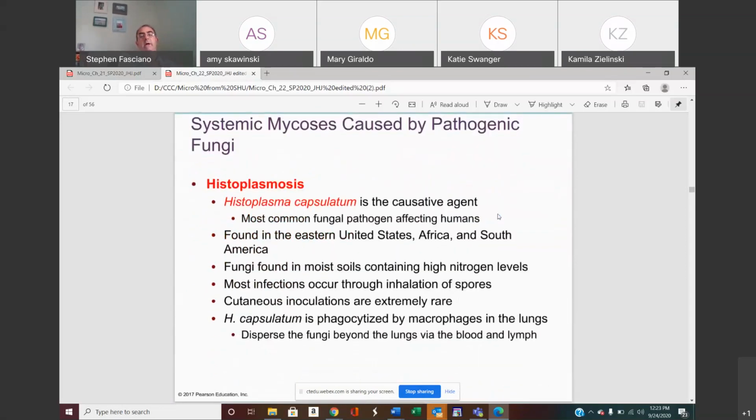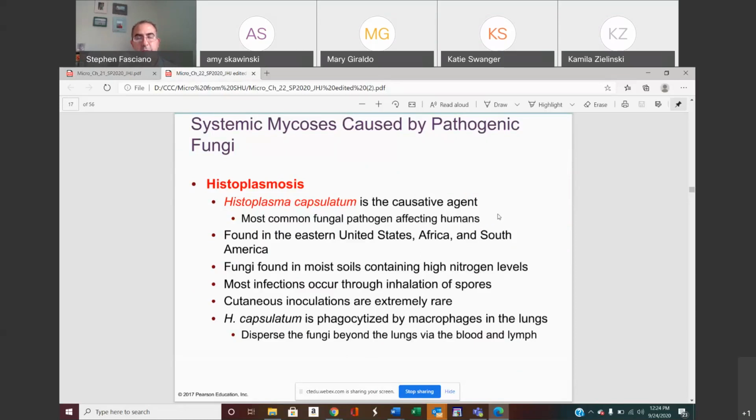And so here are some of the infections or the mycoses caused by pathogenic fungi. Histoplasmosis, which is found in eastern U.S., Africa, and South America. Most of these are going to be found in the U.S. and in South America. The fungus itself is found in a lot of moist soils, which have high nitrogen levels. So they've been fertilized really well, that kind of thing. Most infections occur through inhaling them.